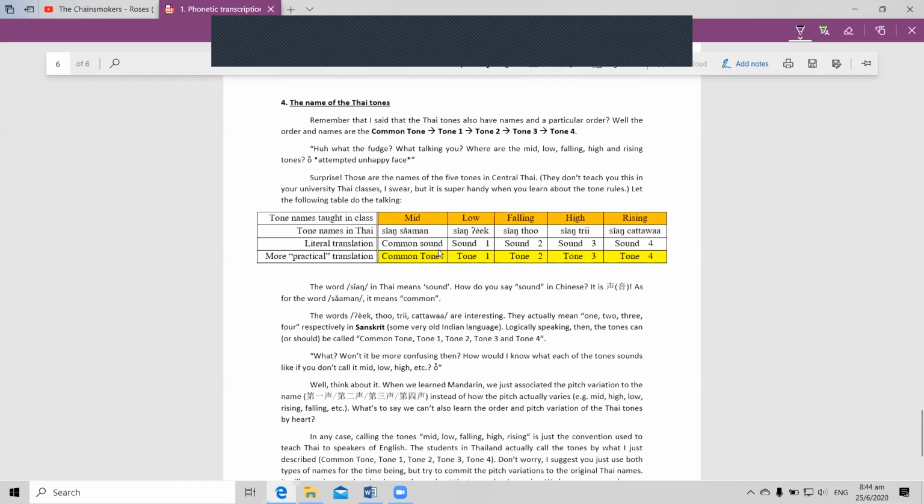I used to teach a PRC student who was studying here how to write Thai. When I was telling him about the tones, I didn't say mid, low, falling, high, rising. I said the common tone, the mid tone, is called 普通声. Then for tone 1, tone 2, tone 3, tone 4, I said 第一声, 第二声, 第三声, 第四声. But when I say 第一声 to 第四声, I don't mean the Mandarin tones. I mean the Thai tones.